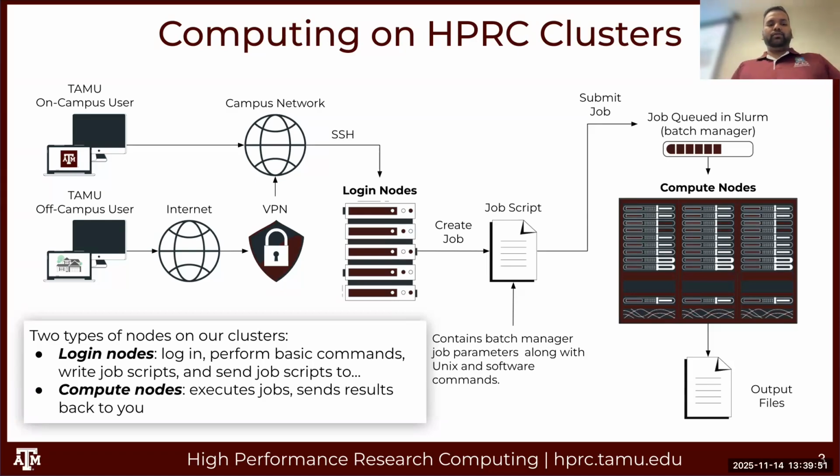So there are two types of nodes on our clusters. One is the login node, which is just to log in, perform basic Linux commands, write job scripts, and send the job scripts to the compute nodes. And the compute node is where your jobs get executed. The calculation that you want to run happens there, and you get back whatever outputs you get from the specific software that you might be running, for post processing.